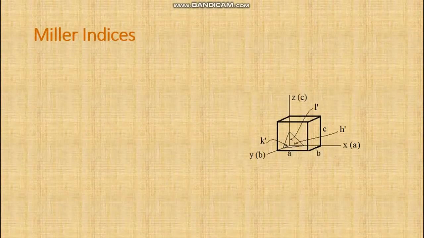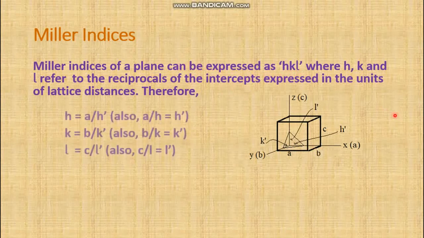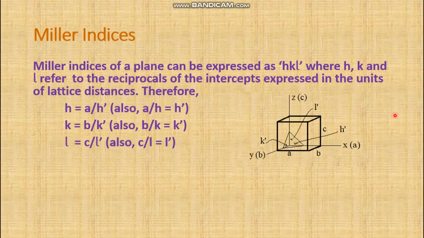But this Weiss index is an obsolete process. This is an old convention. The new convention of indexing the lattice planes is Miller indices. Miller indices of a plane can be expressed as HKL. Okay, the intercepts are H prime, K prime, L prime, but the expression of Miller indices is HKL. So what about HKL? HKL is actually the reciprocal of the Weiss indices.